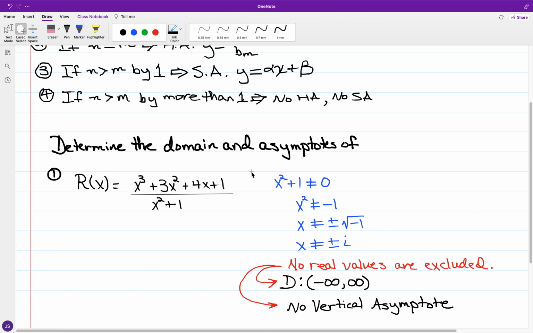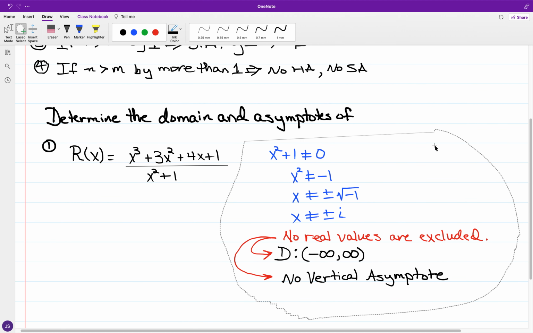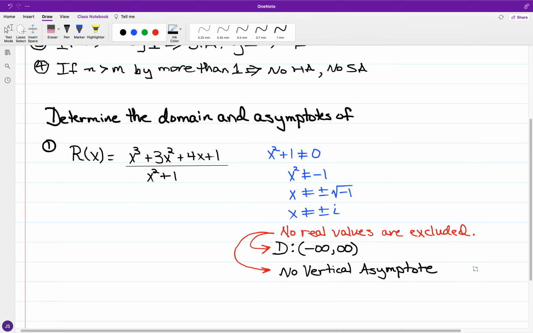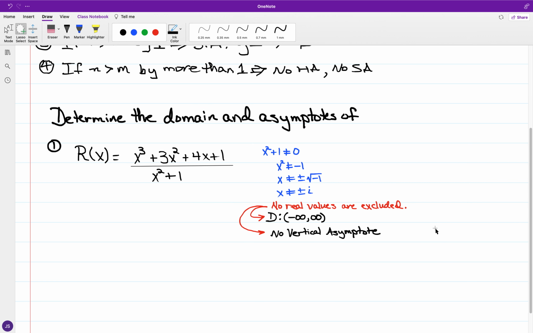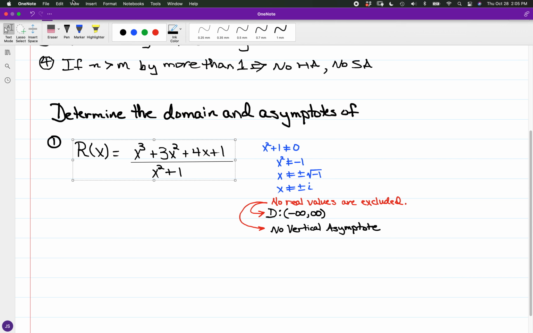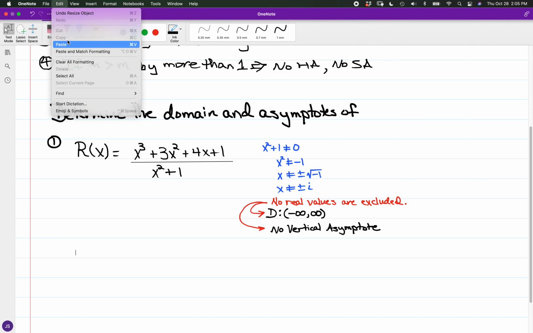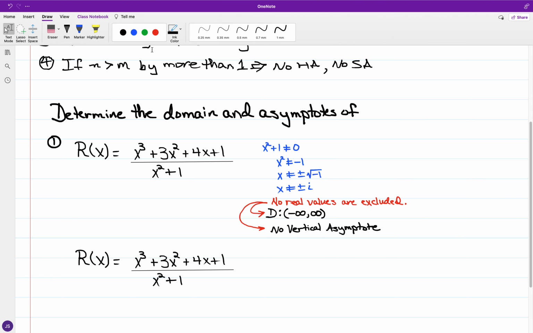Now, because we don't have a vertical asymptote doesn't mean that we're not going to have any asymptote at all. The possibility of the existence of an asymptote is going to ride upon comparing the degrees of the numerator and denominator. So looking at the numerator, the highest order term in this 4-term set is going to be x cubed.